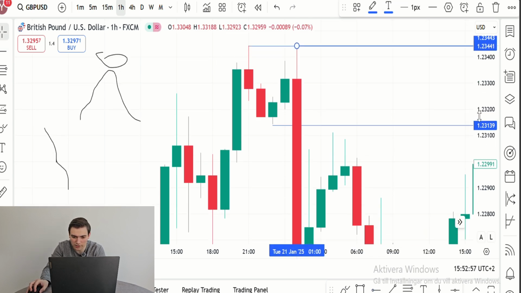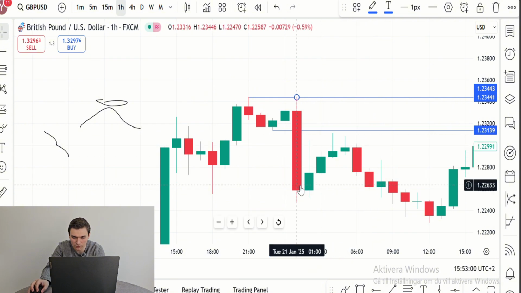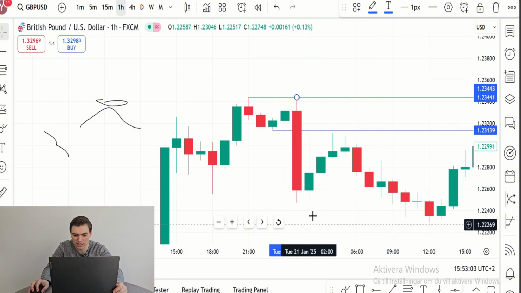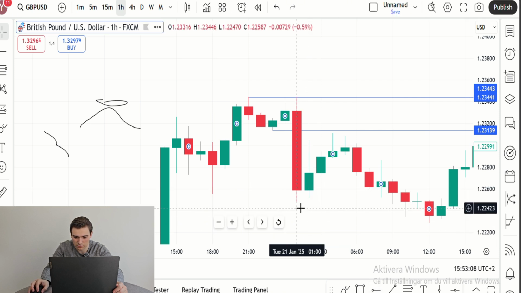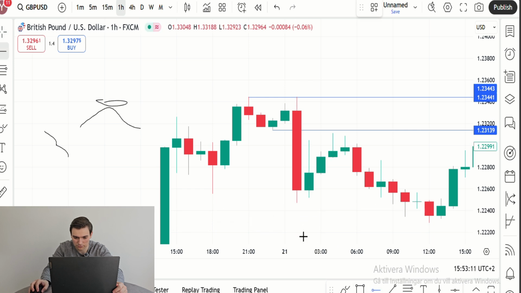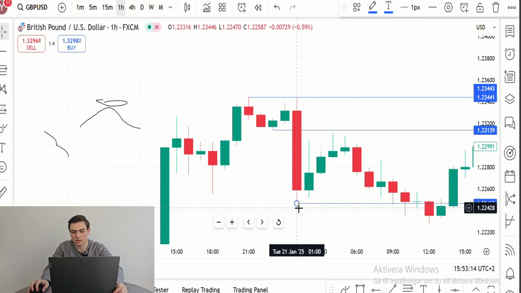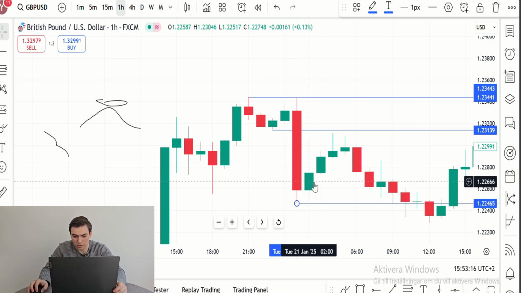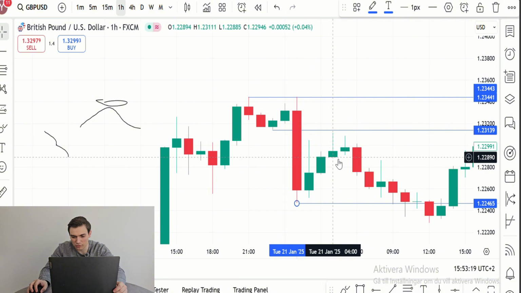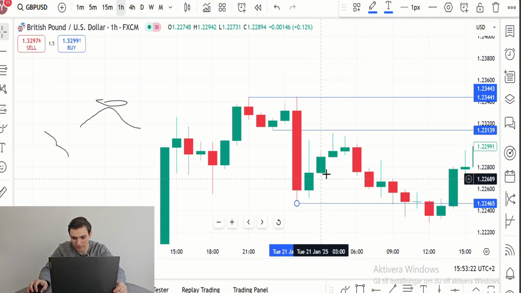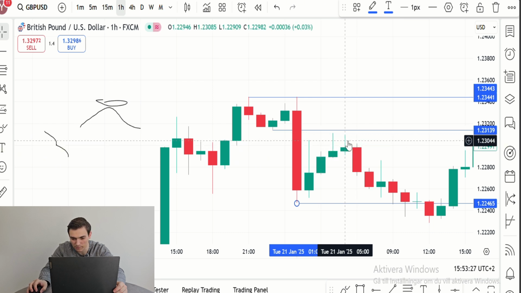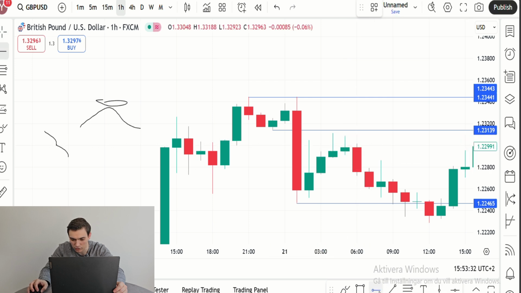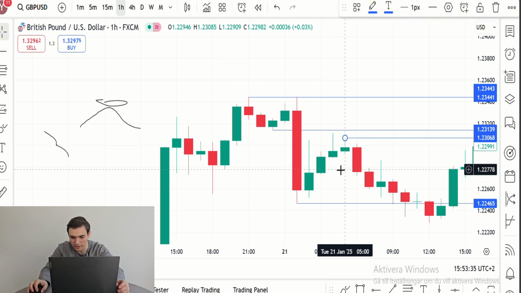And then here, a move down and then a move up. Where is the low right here? It's this one. Because the wick is longer. A move up, a move up, a move up, a move up. There is nothing here. This is not the high, this is not the high, this is not the high. However, here we have a little move up and a move down, longer wick. So this is the high.